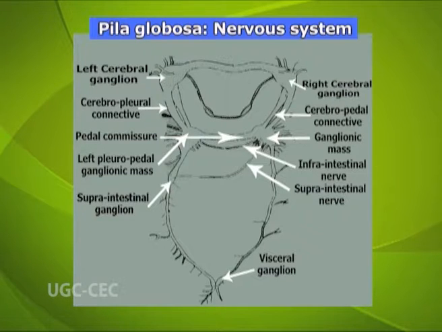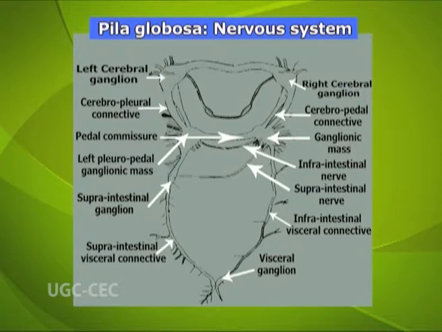The visceral ganglion is really a ganglionic mass formed by the fusion of two ganglia lying very close to the anterior lobe of the digestive gland. The right pleurovisceral connective lies below the esophagus and is called the infraintestinal visceral connective. The left pleurovisceral connective lies above the esophagus and is called the supraintestinal visceral connective. The visceral ganglion gives off nerves to the renal organs, genital organ, pericardium, intestine and the digestive glands.